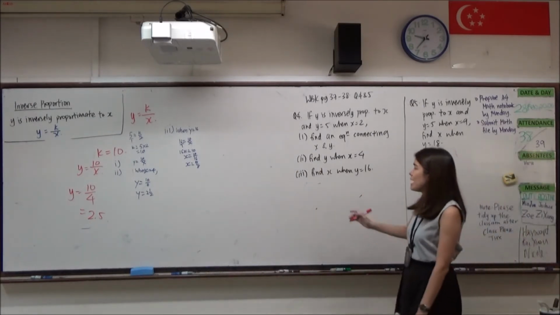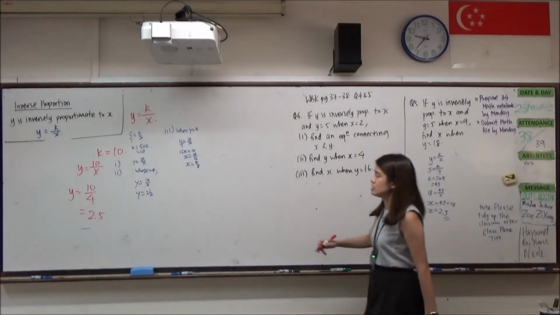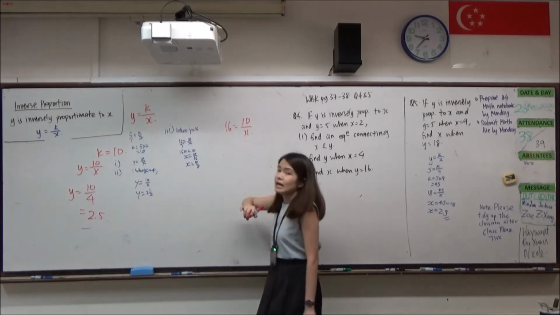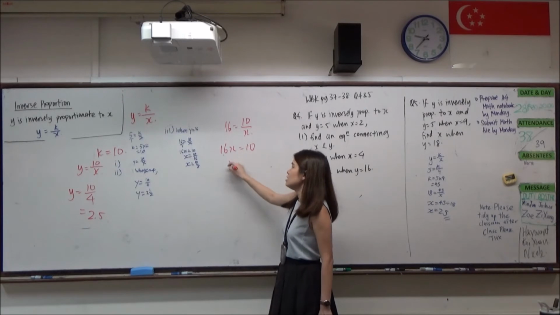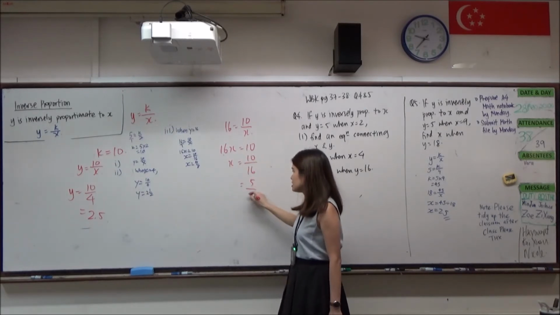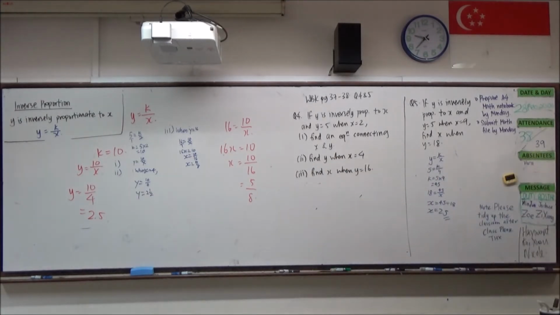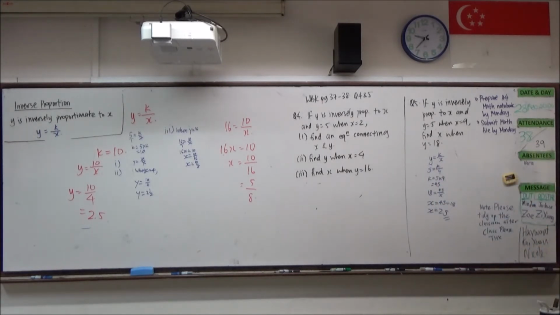Then in part 3, we want to find the value of x when y is equal to 16. So that means 16 equals 10 over x. As I mentioned earlier, cross multiply, 16x equals 10. So x is 10 over 16. Therefore, the answer is 5 over 8. If you want to write it as a decimal, 0.625, that is also perfectly fine. Any questions for 4?